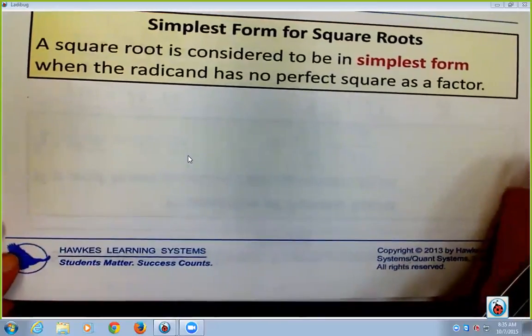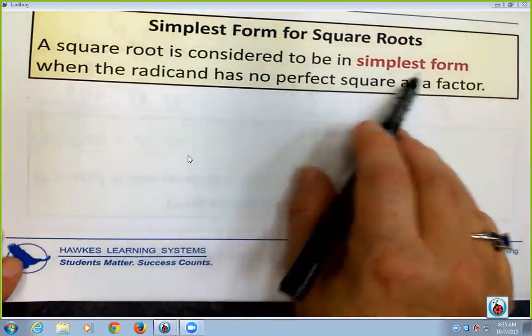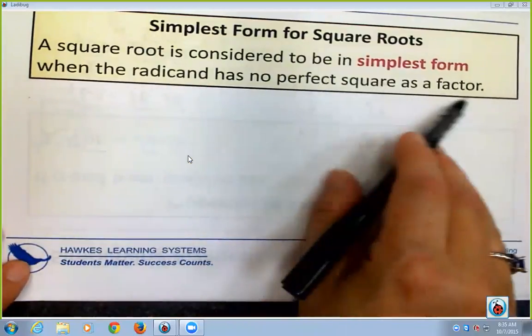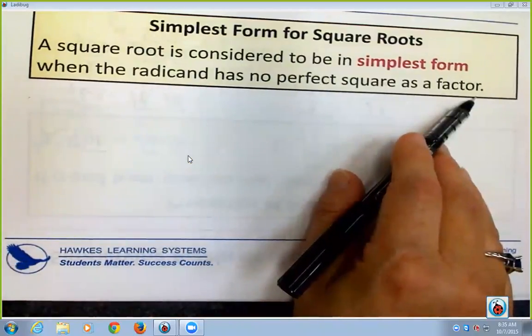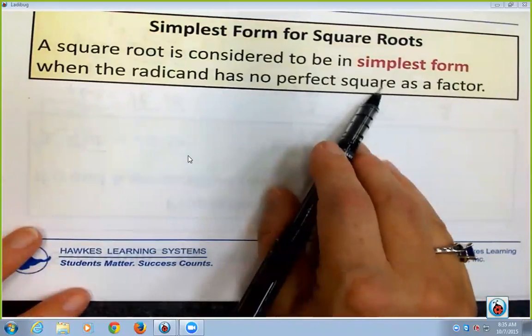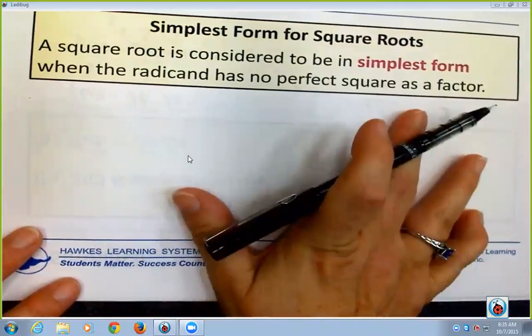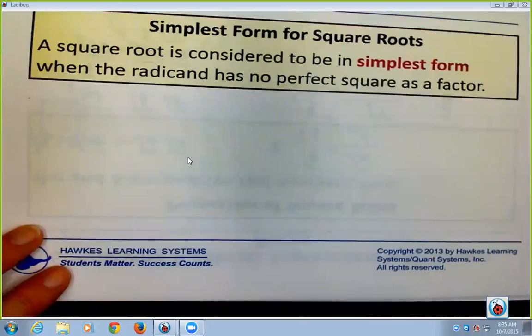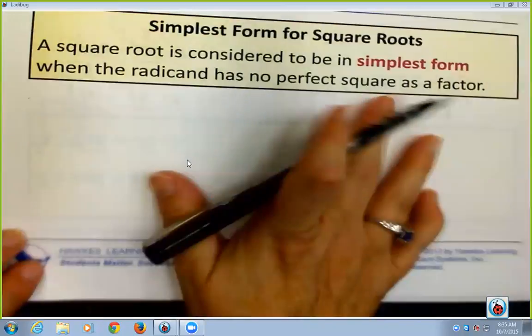And a square root is considered to be in the simplest form when the radicand has no perfect squares as a factor, meaning that I cannot remove anything else out of it. And I have broken it down as far as it's going to be. So every one of these answers in 9.2 is going to have a radical. The radical's not going away. In 9.1, they all went away. So here, we're going to leave them in place. So let's take a look at some of these and see if we can break them apart.